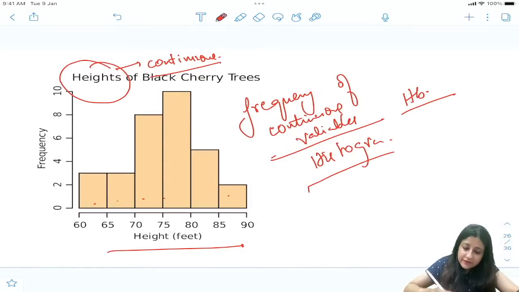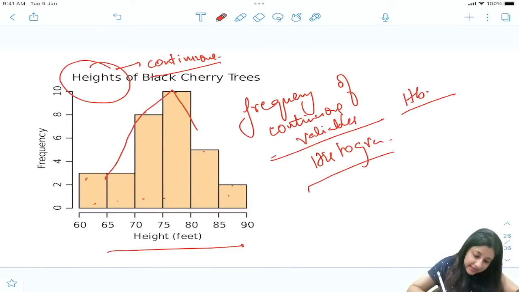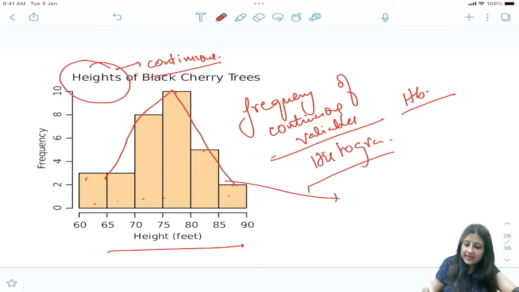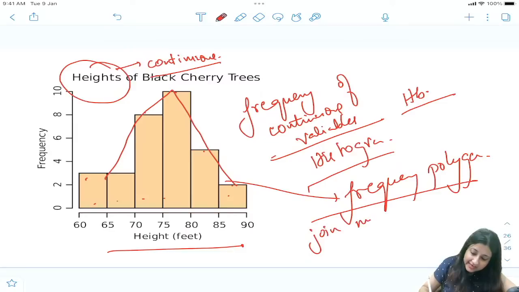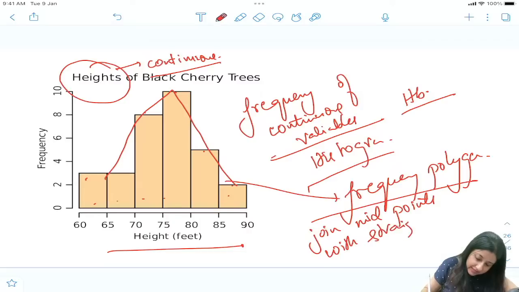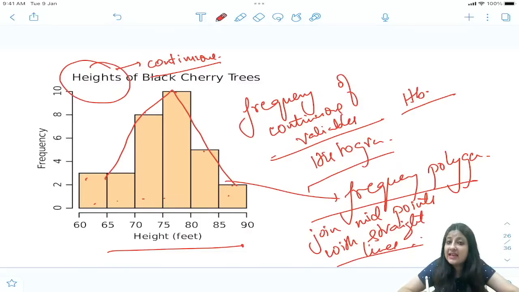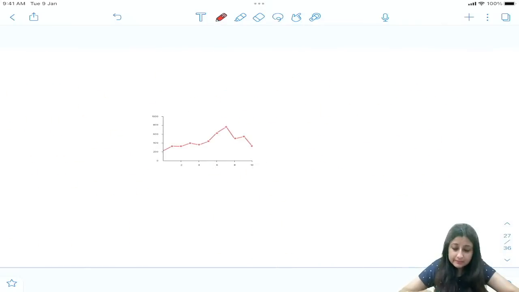Now, if you join the midpoints of a histogram by straight lines, it will become a frequency polygon. Remember, in a frequency polygon, we join midpoints with straight lines, not curved lines. Which lines do we use to join the midpoints? Straight lines.